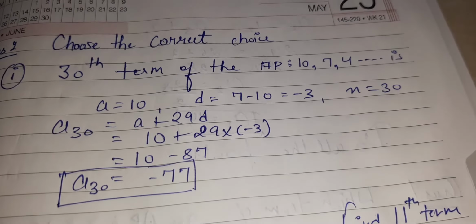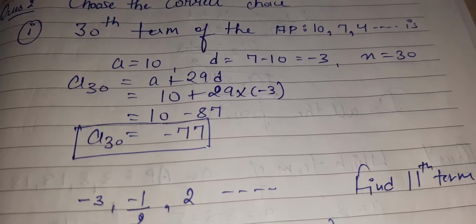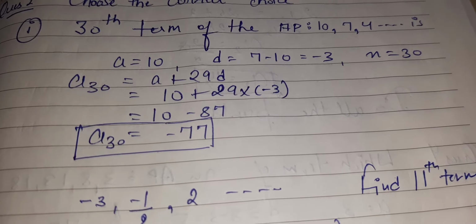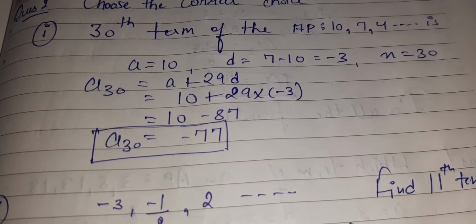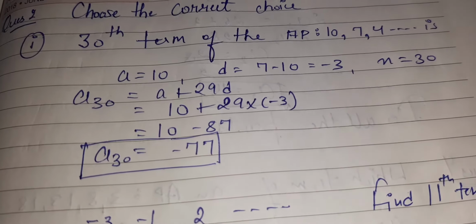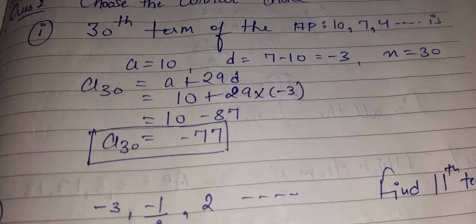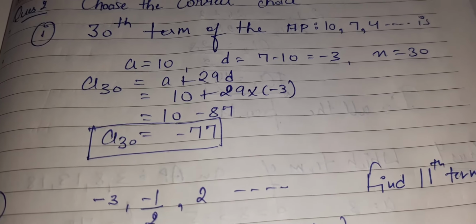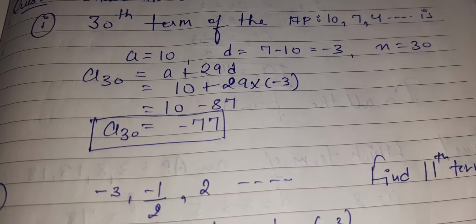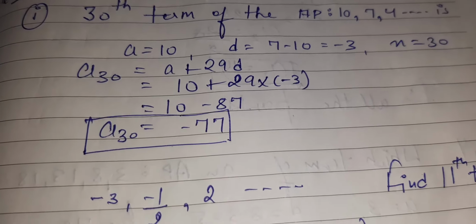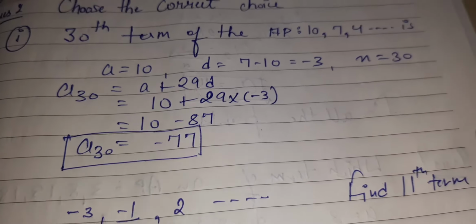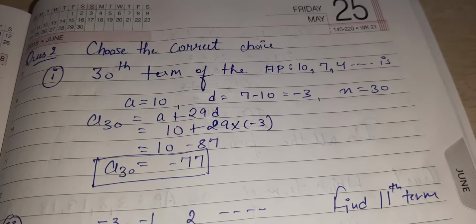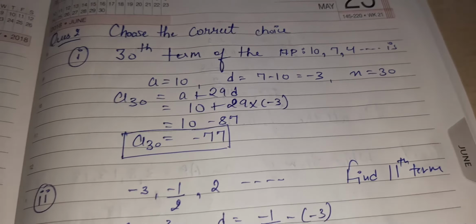I have told you yesterday, to find any term, for example a_5, it will be a plus 4d. Now a_38 will be a plus 37d. So a is 10, 37 remains as it is, d is minus 3, multiplied with minus 3. 10 minus 111 is equal to minus 101. You can easily find it. No issues in that. Now see the second part.